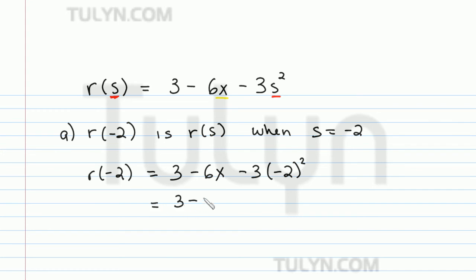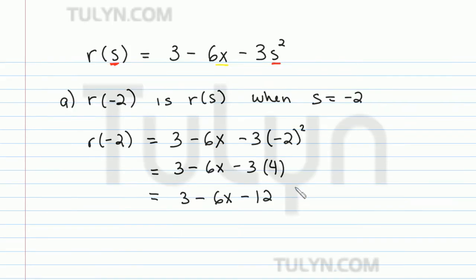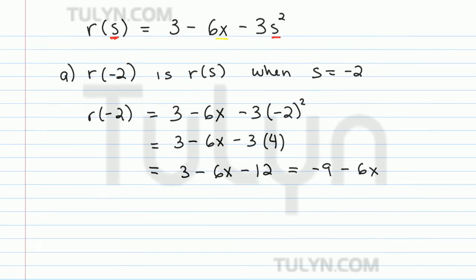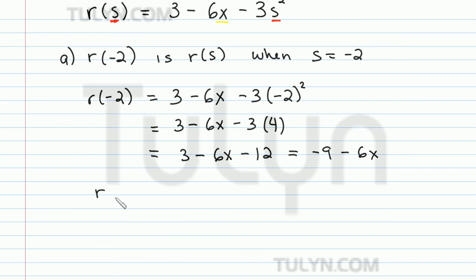So simplifying, this becomes 3 minus 6x minus 3 times negative 2 squared, which is 4, so 3 times 4 is 12. So we have 3 minus 6x minus 12, which gives negative 9 minus 6x, combining these two like terms, 3 and negative 12. So our final answer, since we can't do anything with that x, is r of negative 2 is equal to negative 9 minus 6x.